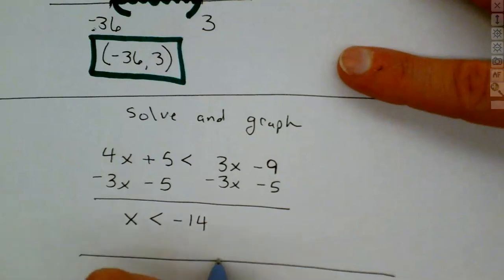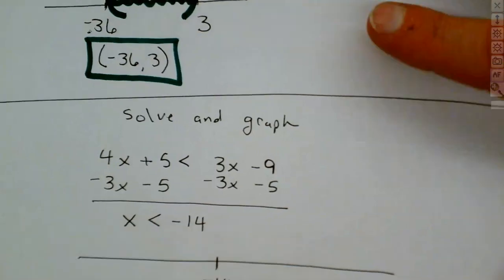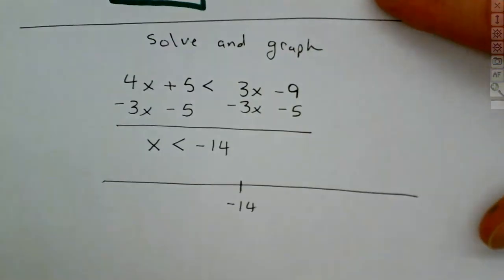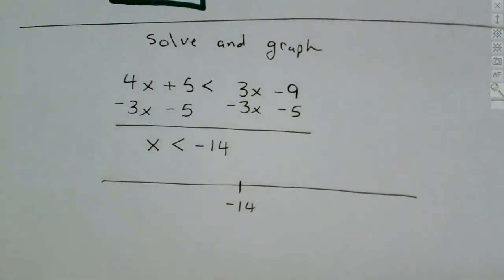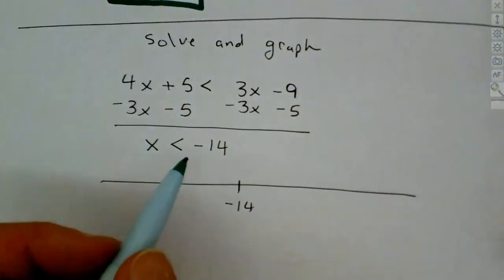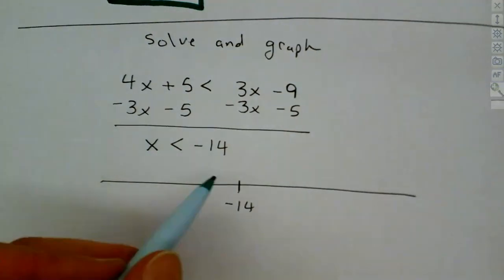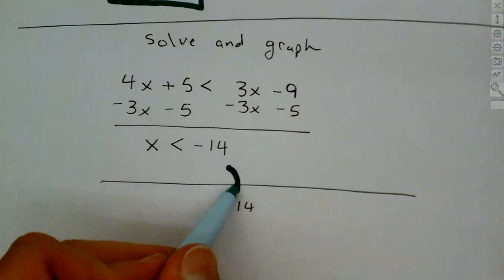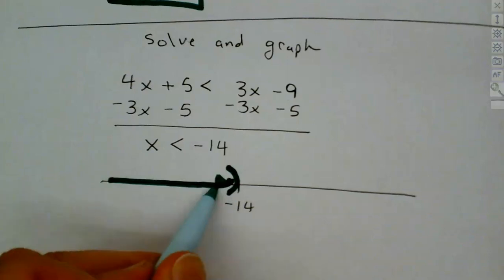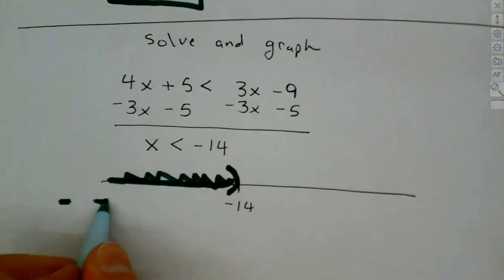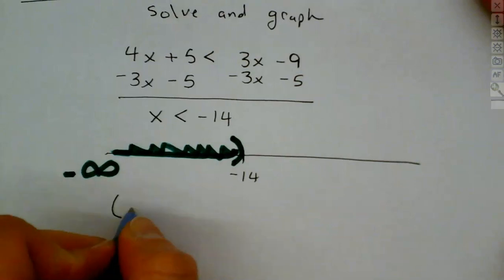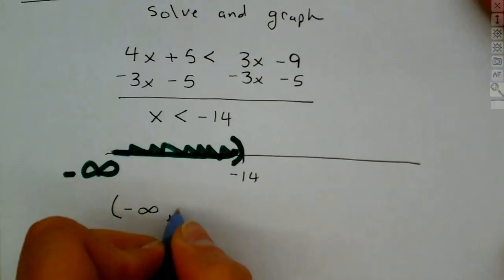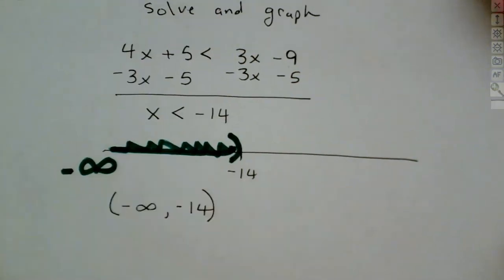On the number line, here's our minus 14. Which way is it going to go? Or which way does it point? It points to the left, so we shade to the left. Brackets or parentheses here? Which one? Parentheses. And it's going back to the left in this direction. If it goes back to the left, that winds up at negative infinity. So what does our answer look like? It looks like negative infinity to negative 14 with parentheses.